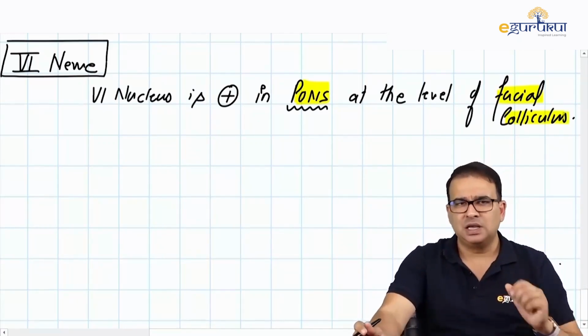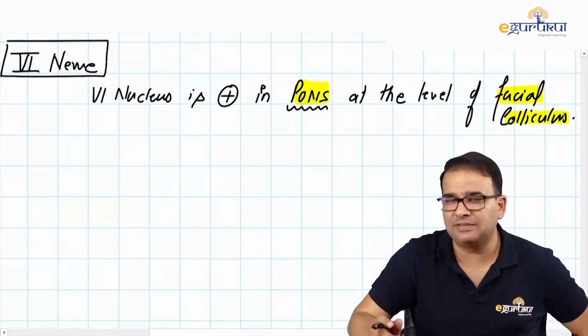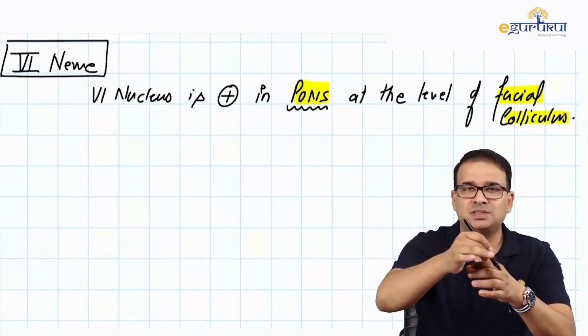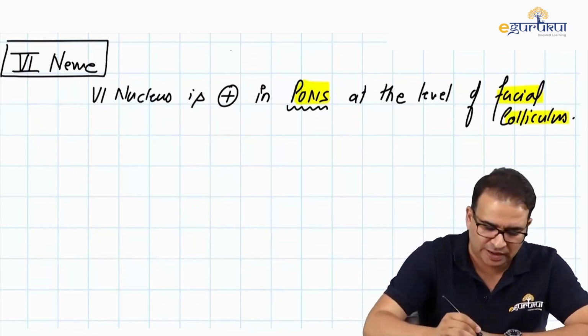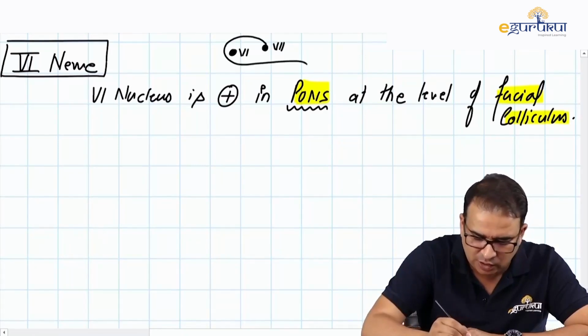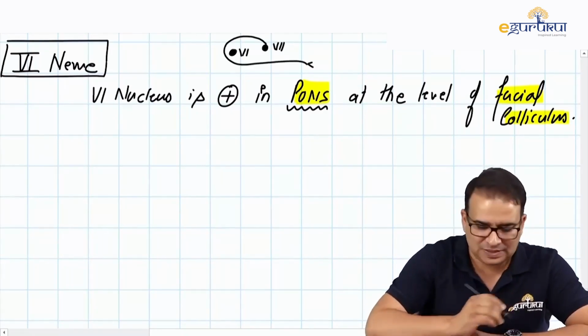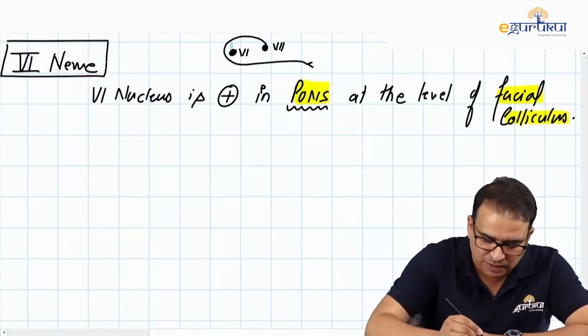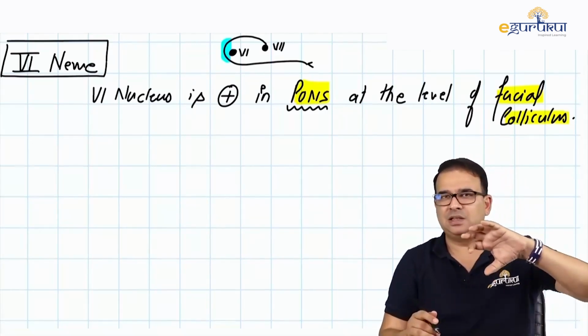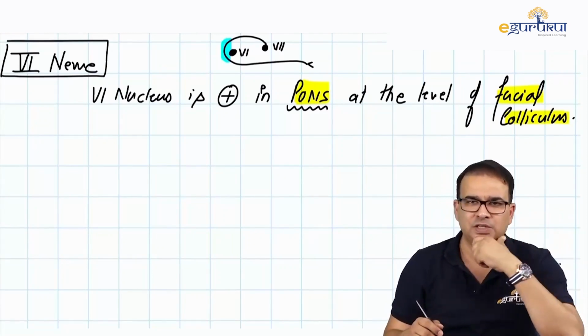Now, what is the facial colliculus? Although we'll discuss the facial colliculus in the seventh nerve, the facial nerve is winding around the sixth nucleus and comes out. I hope you all know about the internal genu. If this is the sixth nucleus, and let's say this is the seventh nucleus, the seventh nerve has a property to turn around and come out like this. So that bulge which is formed here around the sixth nucleus is called the facial colliculus. That bulge can be very clearly seen in the floor of the fourth ventricle, and we call it the facial colliculus.